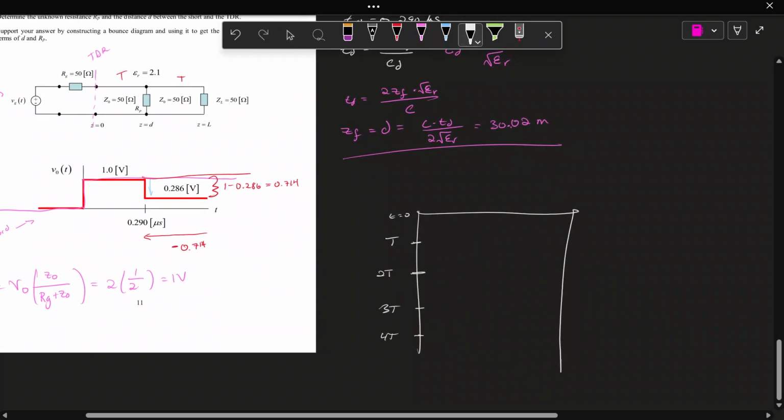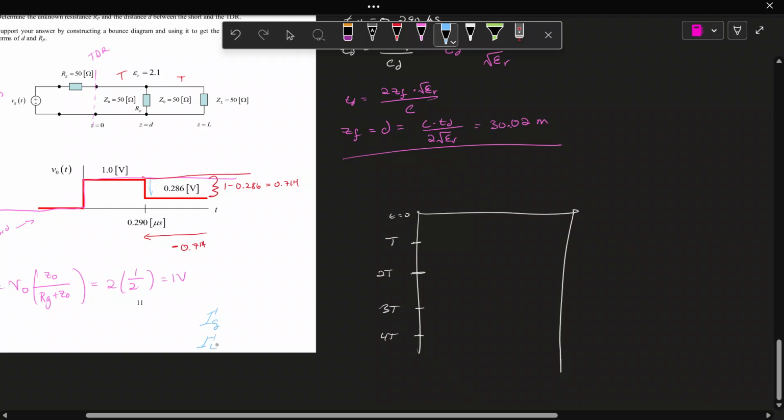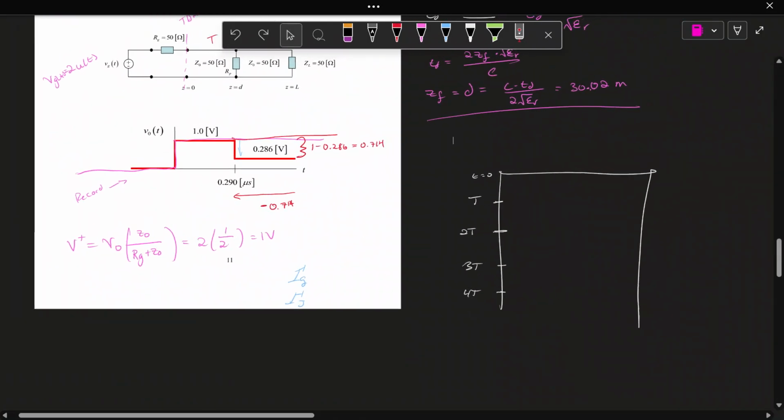But what else do you need to know about a bounce diagram? Well, you need to know the reflection coefficient at the source, and you need to know the reflection coefficient at the load. In our case, it would be the junction. Why not the load, though? Isn't there some load here? Well, what do you notice? There's going to be no reflection at the load, so we don't really have to worry about it.